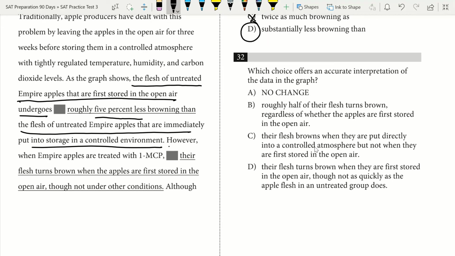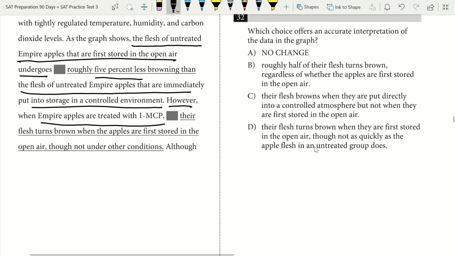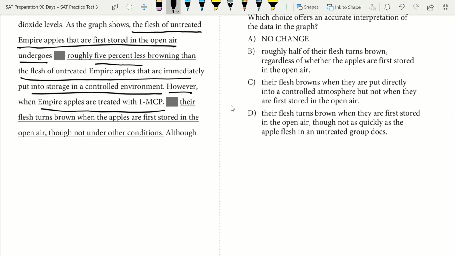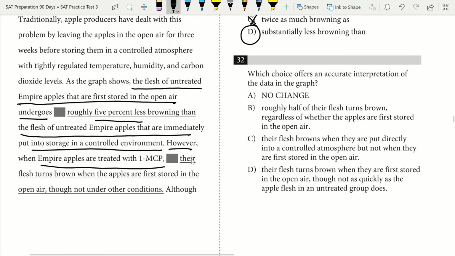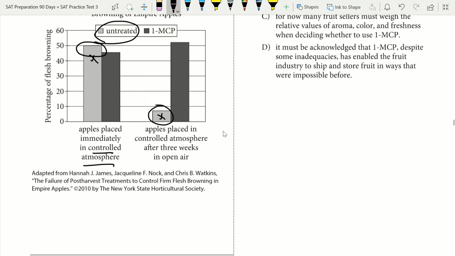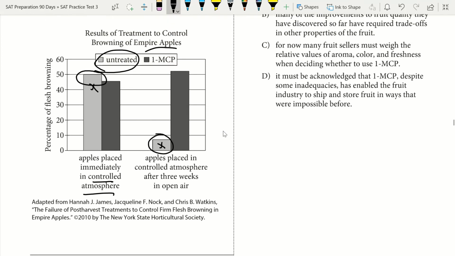So once again, talking about that graph. However, when Empire apples are treated with 1-MCP, what happens, right? Well, we have to find the accurate choice. Now in this case, it really looks like we're not given much to go on and look for. So we just kind of have to go through our answer choices here. So when Empire apples are treated with 1-MCP, we're going to be using that black box, right? So we can actually go down here. We can take a look at that real quick.